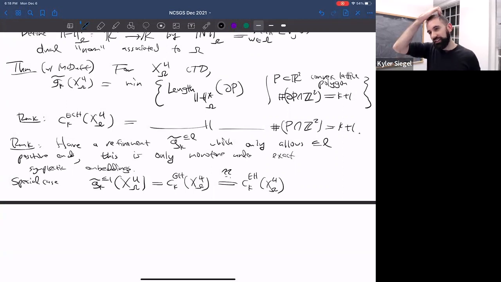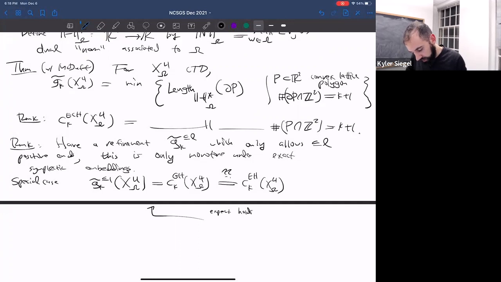But I would expect, first of all, and I don't think it would be too difficult to prove, that the first equality holds also in higher dimensions. So Gutt and Hutchings gave an explicit formula for these capacities in every dimension for convex toric domains.